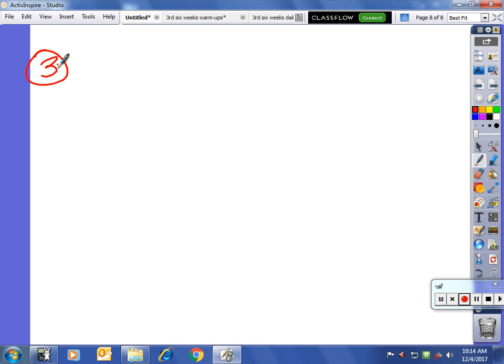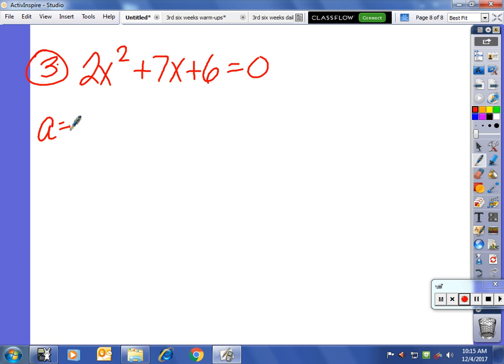All right, number 3. 2x squared plus 7x plus 6 equals 0. Again, for today's purposes only, these are rigged for you to work out nicely. Well, actually, they're not all going to be whole numbers. But inside the radical symbol, you should get a nice perfect square. What's A? 2. What's B? 7. What's C? 6. Do you want to try this one on your own?